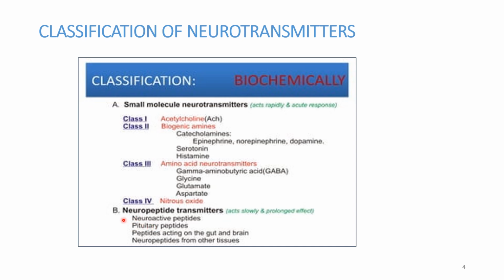Then the second classification, neuropeptide transmitters. They include neuroactive peptides, pituitary peptides, peptides acting on the gut and brain, and neuropeptides from other tissues. They act slowly and have a prolonged effect.